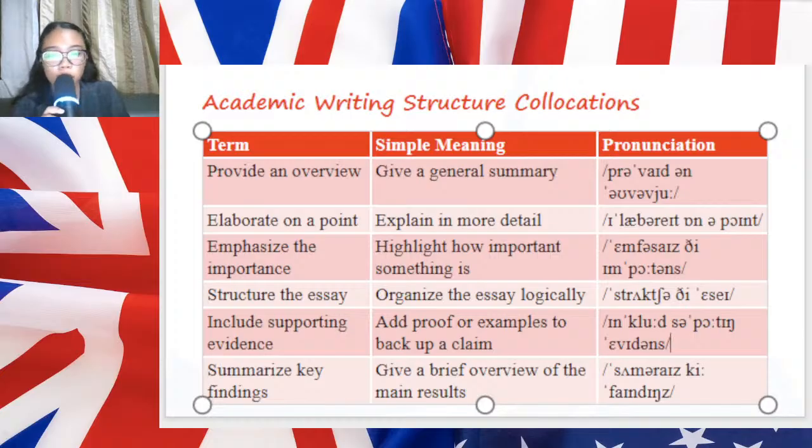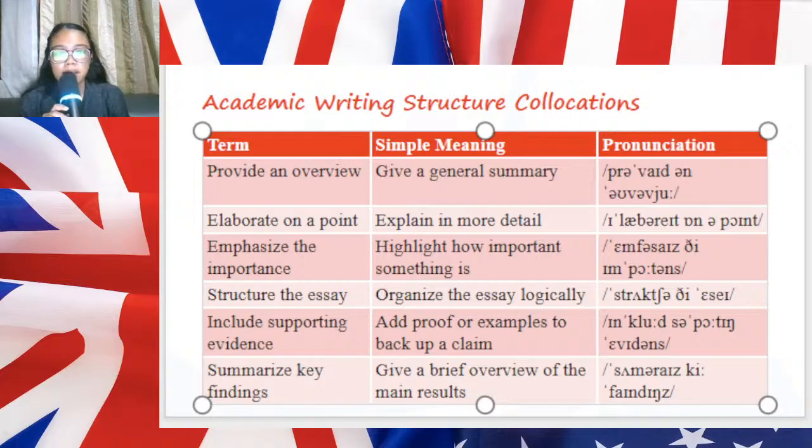So here, there's a silent letter E in evidence because we do not say it as evidency, but evidence. So the last E is a silent letter, okay? As well as in include. We do not say it as included, but include. So there's a silent E at the end also. So all in all, we put it together, we get include supporting evidence with strong stress on include, port, and ev. All right? Okay. The last collocation for academic writing structure is summarize key findings.